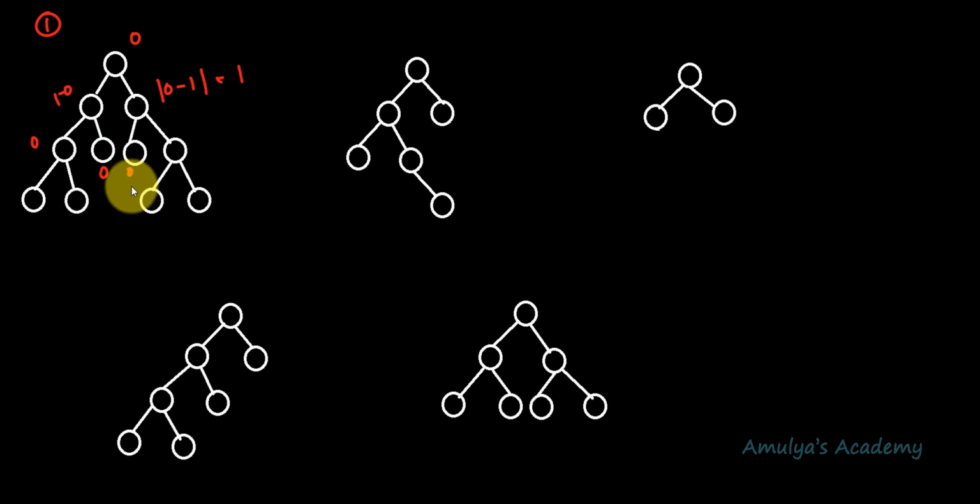For this, 0, 0, as I said, for a leaf node we'll get 0. Here also, 0 minus 0, so I'll get 0, and this is 0. So here we can see we are not getting any value which is greater than 1. So that is nothing but a balanced binary tree. Next, let's check this example.